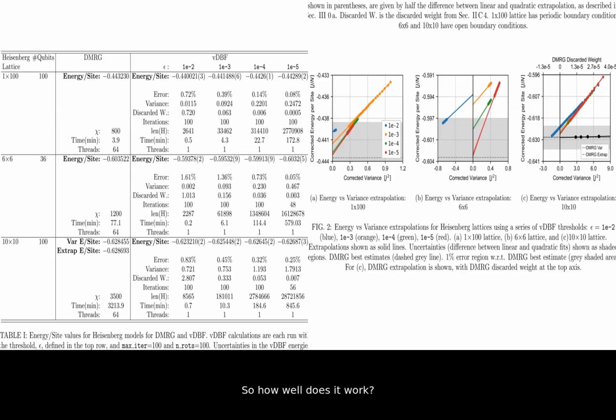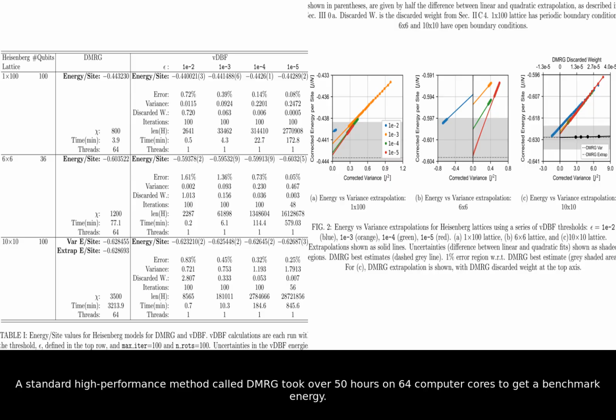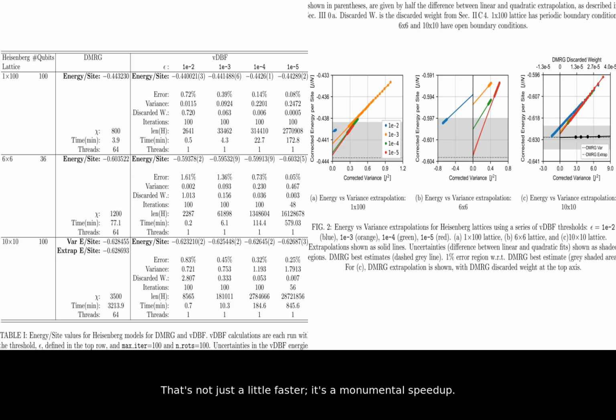So, how well does it work? Let's look at the results for a 100-qubit system called the 10 by 10 Heisenberg model. A standard high-performance method called DMRG took over 50 hours on 64 computer cores to get a benchmark energy. The new vDBF method got a highly accurate result, with less than 1% error, in just about 10 minutes on a single core. That's not just a little faster, it's a monumental speedup.